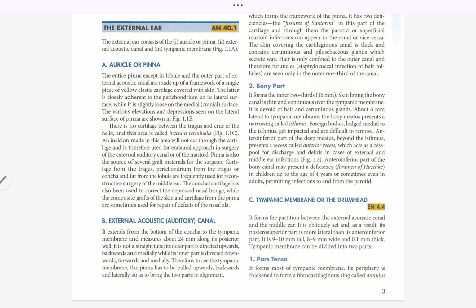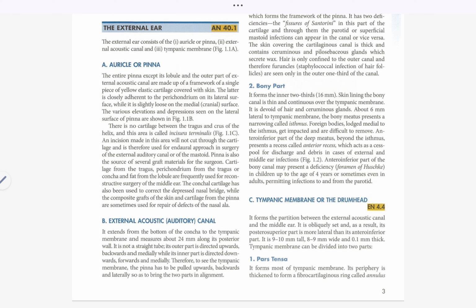There is no cartilage between the tragus and the crus of helix, and this area is called the incisura terminalis. An incision made in this area will not cut through the cartilage and is therefore used for endaural approach in surgery of the external auditory canal or of the mastoid.